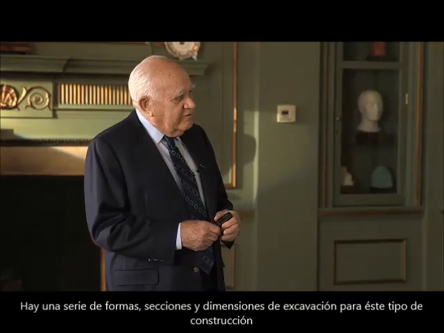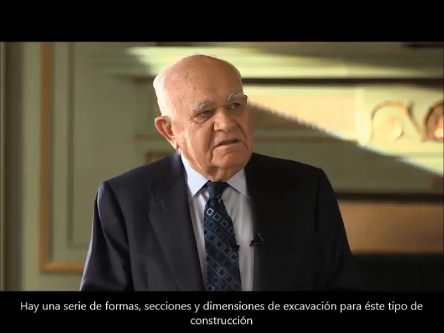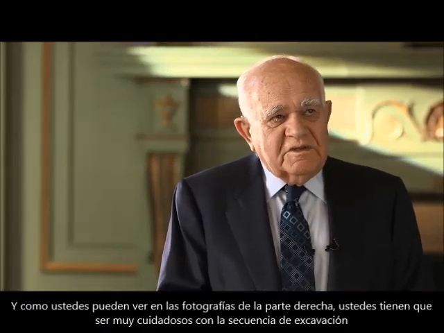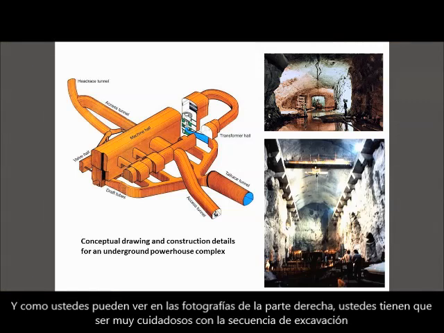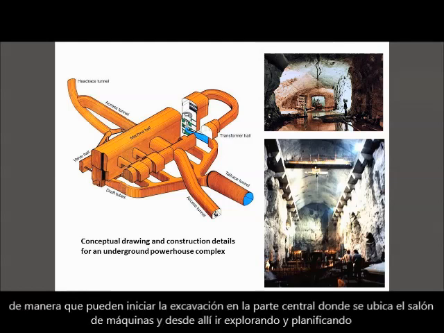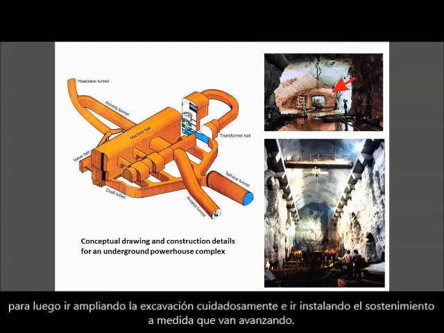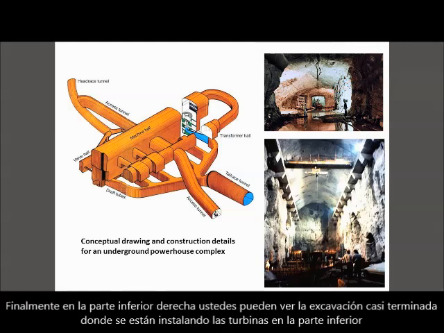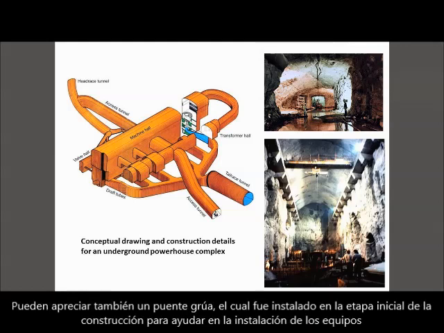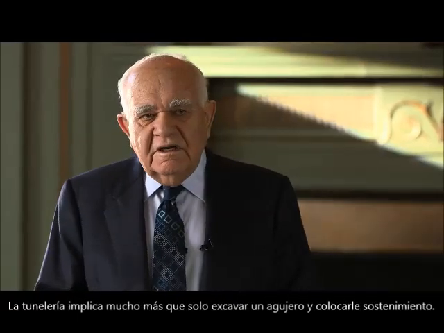There are a number of excavation shapes and sizes in this type of construction, and as you see from the photographs on the right, you need to sequence very carefully the excavation. So you would start with a tunnel running right down the middle of the machine hall from which you would do your exploration and planning, and then you widen that out, carefully installing support as you go. And finally, in the bottom right is an almost completed cavern with the turbines being installed at the bottom, and an overhead crane which is installed early in the construction to help you get the equipment and to remove the rock.